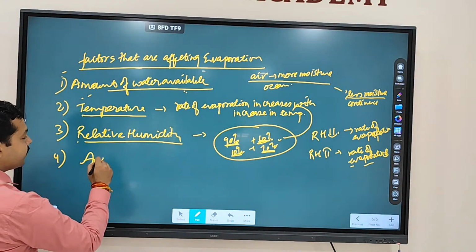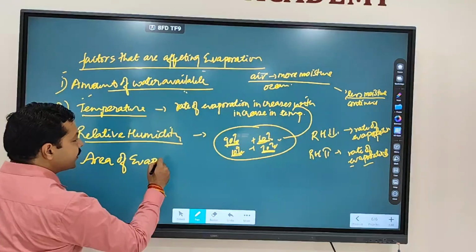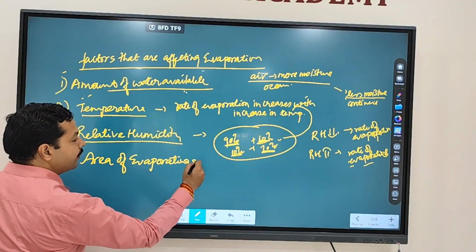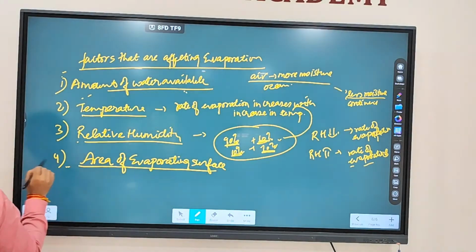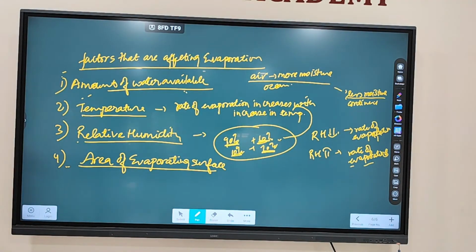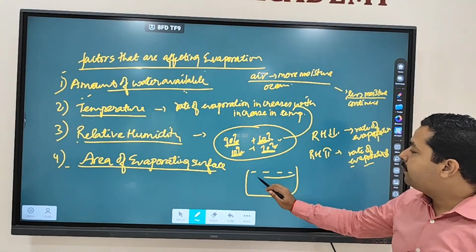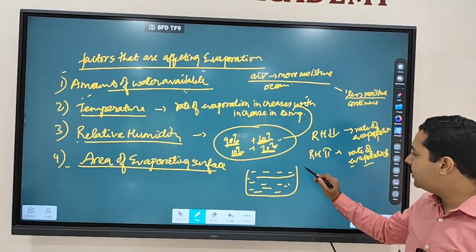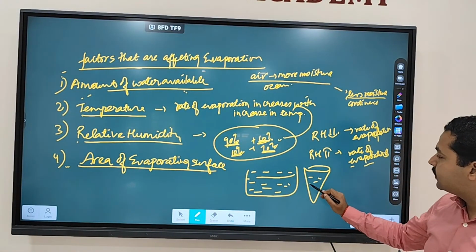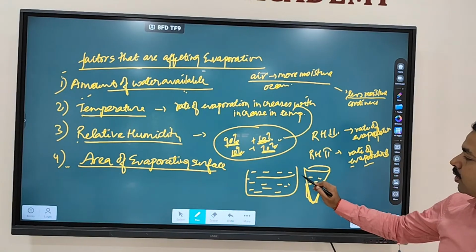The next factor which is impacting evaporation is the area of the evaporating surface. What does area of evaporating surface mean? Let's say you are keeping something in hot water in a big vessel. You are keeping the same hot water in a glass, in which it is going to cool down more quickly.